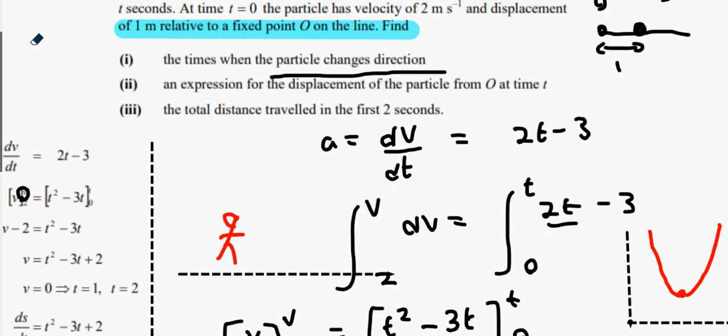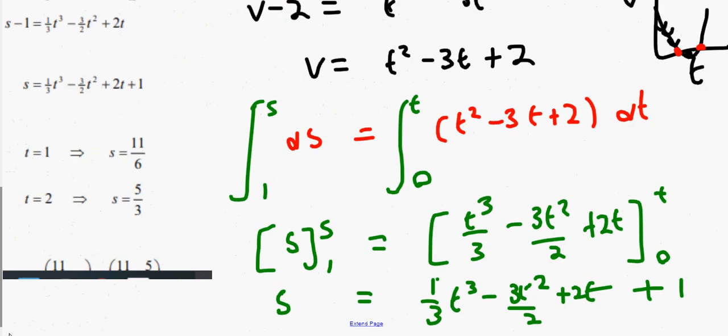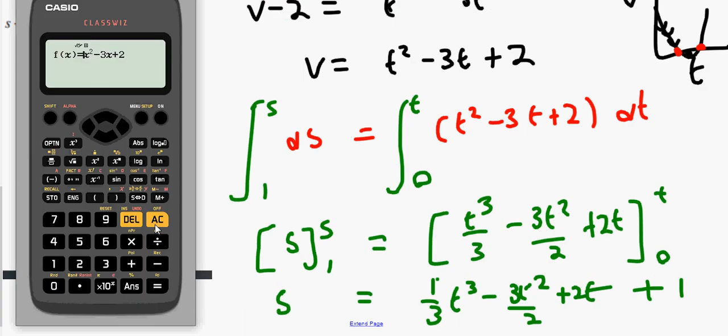Now, what does one from next? The total distance travelled in the first 2 seconds. Now, quick cheat for you. What we could once again do, let's just have a quick look again. So 1 over 3 x cubed. We're going to use this for the limits anyway, so it's all good. What's it? 1 over 3 x cubed, minus 3x squared over 2. Or just 1.5, I suppose would be quicker. And then plus 2x plus 1.